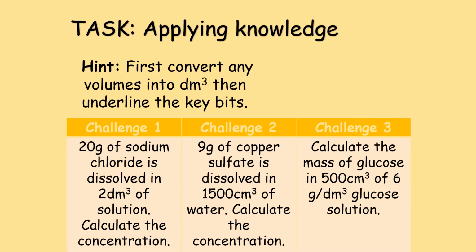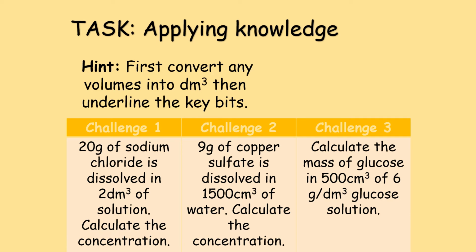Okay then, pause the video and have a go at these three. Now these three challenges do get progressively easier. So if we look at the first one then, 20 grams of sodium chloride, that's table salt, is dissolved in 2 decimeters cubed of solution. That's 2 litres. So 20 grams divided by 2 decimeters cubed, because it's already in decimeters cubed, it gives you an answer of 10 grams per decimeters cubed.